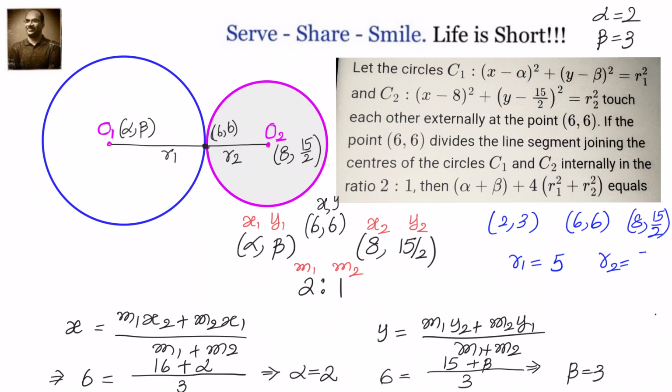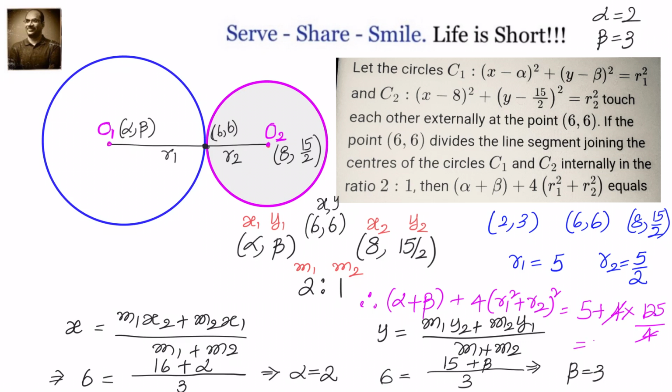In (alpha plus beta plus 4) into (r1 square plus r2 square). Let us substitute. What we need is therefore (alpha plus beta plus 4) into (r1 square plus r2 square), which equals (alpha plus beta is 5, plus 4) into (r1 square plus r2 square), that is 5 r2 square, 5 into 25 by 4, that is 125 by 4. So 4 and 4 will cancel. We get 5 plus 125, 130. Therefore, (alpha plus beta plus 4) into (r1 square plus r2 square), which is asked, equals 130.